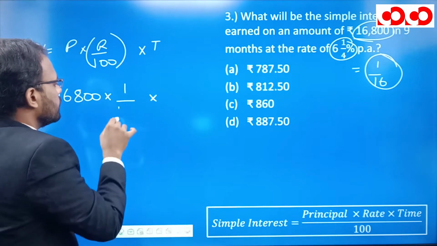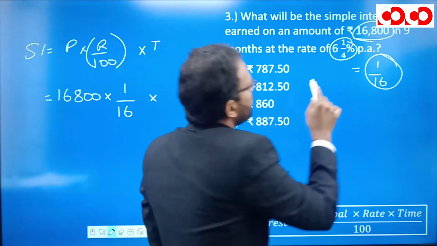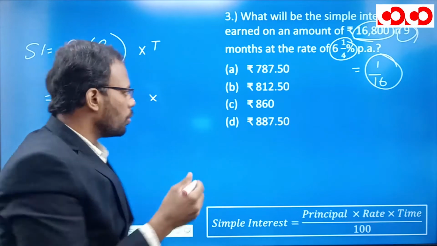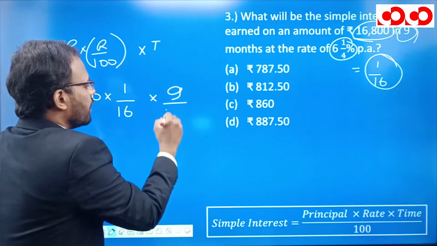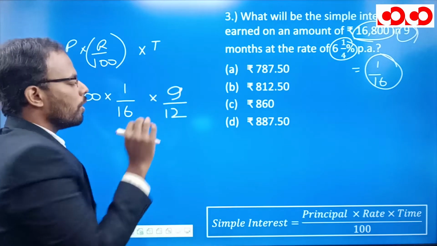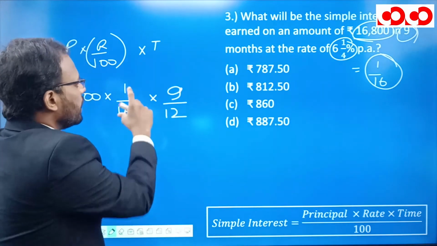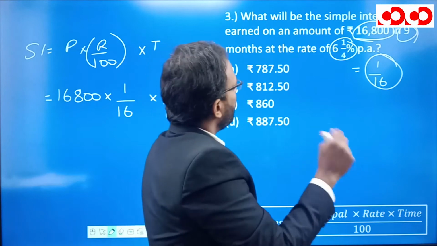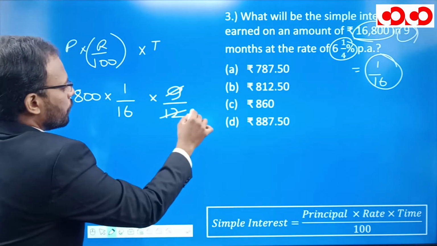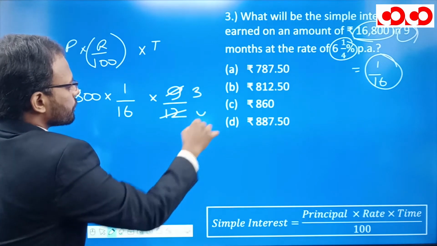We have already seen these fractional values, and the time is 9 months. But we write the time in years, so I have to write here 9 divided by 12 year, because this is 9 months and this time is always in years, because this percentage is the rate of interest per annum. So now if we try to solve it, it will come out to be 1 by 4, 3 by 4 sorry.